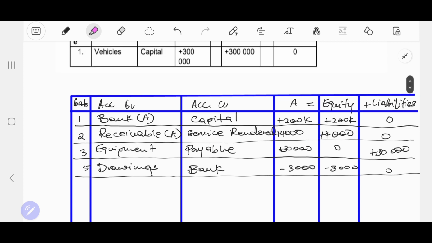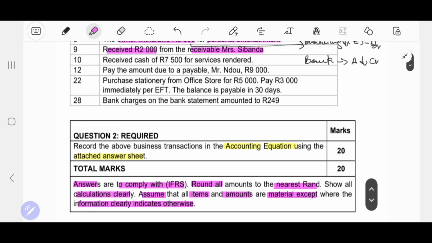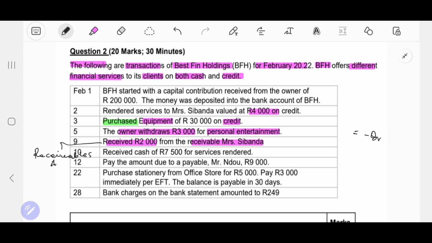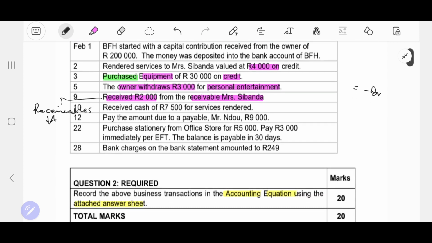She has a debt of 4,000, so she's paying 2,000. So she's reducing our receivables. So this is what's going to happen. That means that you are going to have your receivables here, which is an asset. She's paying this receivable, so she's reducing the amount of these receivables. So it means that this will result in a decrease in receivables, which is a decrease in assets.